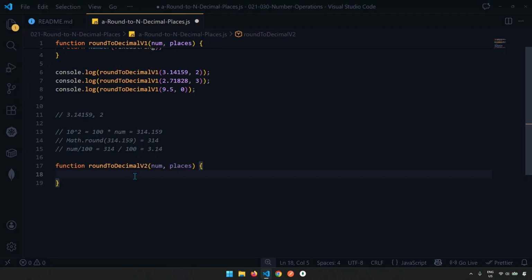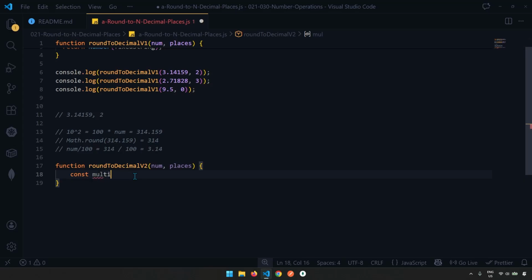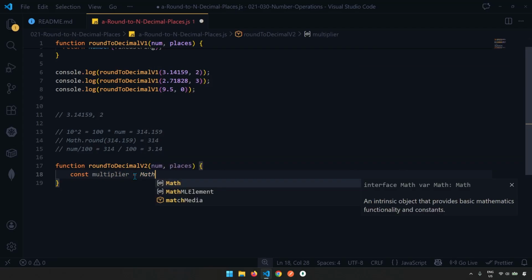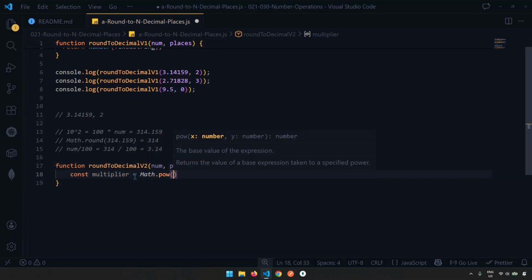And how do I write that? I am going to create a variable. I'm going to call it multiplier. And now I'm going to grab the Math.pow method, which is going to raise something to the power of something. So what do you want as your base? That's going to be 10. But what do you want as your exponent, as that power to this base?